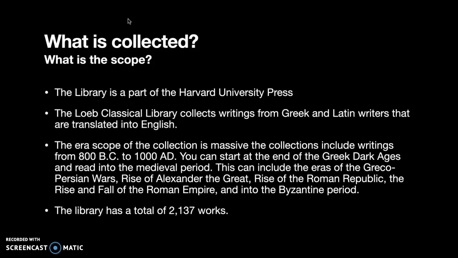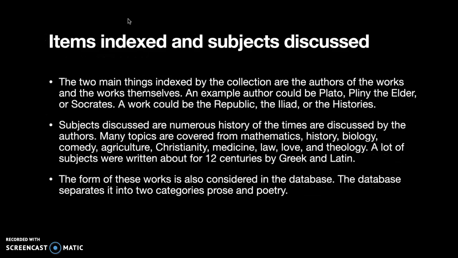The library has a total of 2,137 works. Items indexed and subjects discussed. The two main things indexed by the collection are the authors of the works and the works themselves. An example of an author could be Plato, Pliny the Elder, or Socrates. Or it could be the Republic, the Iliad, or the Histories.